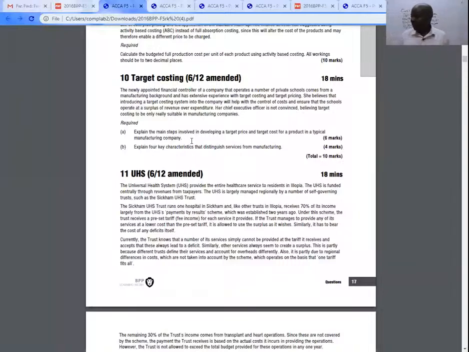So they want you to explain the main steps involved in target costing, the main steps involved in target costing.